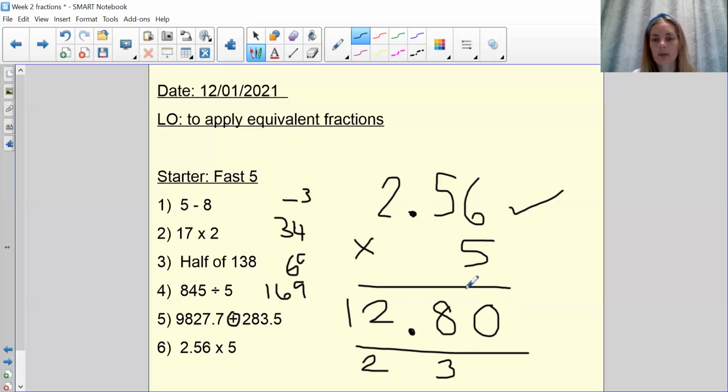5 times 5 is 25 plus 3 is 28. Carry the 2. 5 times 2 is 10. 10 plus 2. And I must make sure that I've also remembered to add these numbers. Silly mistakes happen when we forget to add these numbers. Right, so that is your starter.